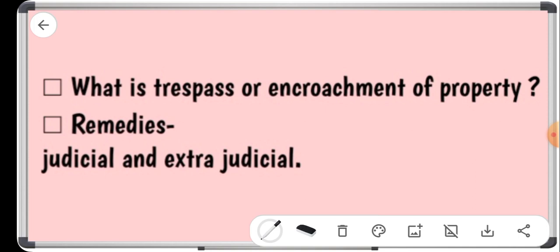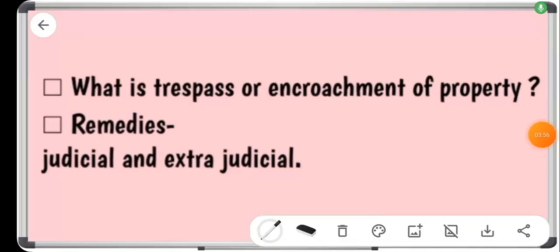The second is injunction. The courts may grant an injunction to restrain the trespasser from further encroachment or interference. This legal order prevents the continuation of the wrongful act and helps protect the rights of the property owner. So basically, injunction is a court order directing the tortfeasor to stop the action from happening repeatedly. The tortfeasor is the person who is doing the wrong. The one who is doing the trespass is the tortfeasor, because it is a civil wrong, a tort, and the person who is doing that wrong is called a tortfeasor.